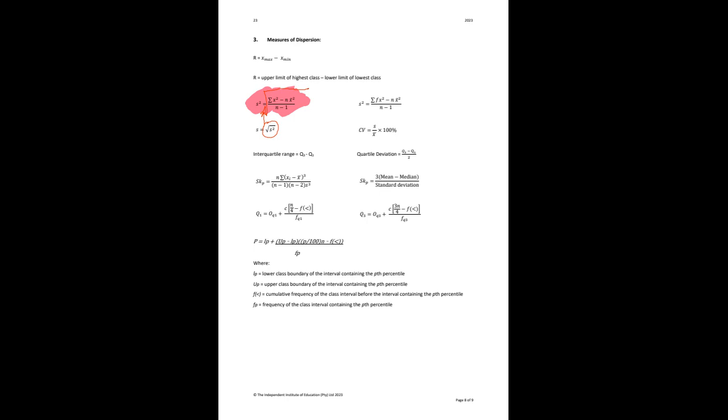And then when we're going to be looking at the standard deviation of this grouped data, this is the variance, but the standard deviation is the square root. So it'll be the same formula, but just the square root of that answer, because the standard deviation is the square root of the variance.